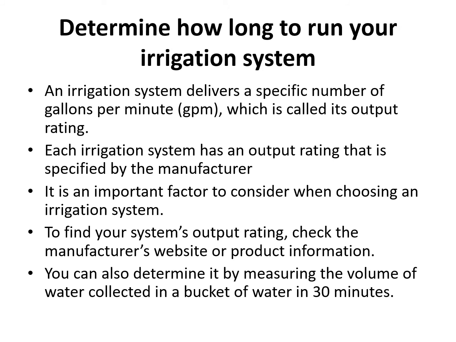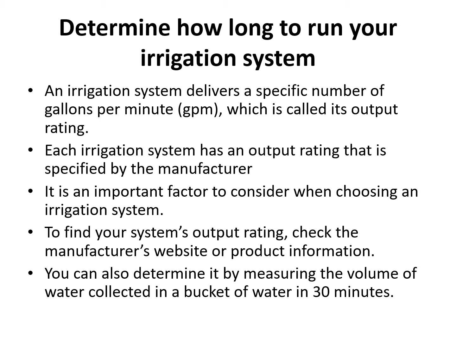So, determining how long to run your irrigation system. An irrigation system delivers a specific number of gallons per minute, and that's called the output rating. Each irrigation system has an output rating that is specified by the manufacturer, and it should be on your panel. So you can get that, or if not, it'll come with your manual. If not, you can go online and find it.